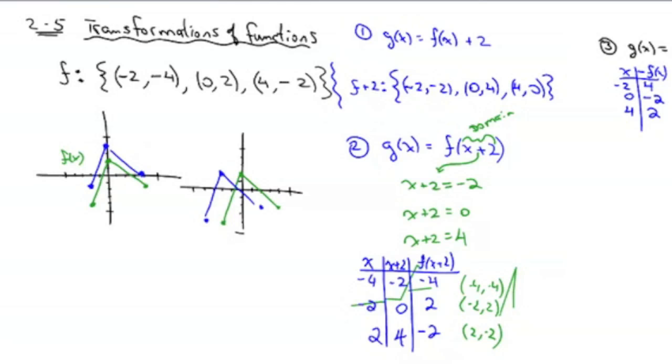I'll do it in blue again. It shouldn't hurt it too bad. So you plot -2, but in this case +4 would be up here. Instead of 0, 2, you're going to get 0, -2 down here. And instead of 4, -2, you're going to go 4, +2. So you get this graph.